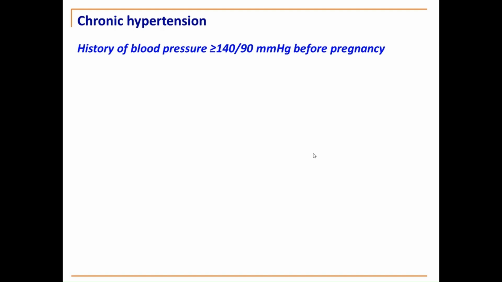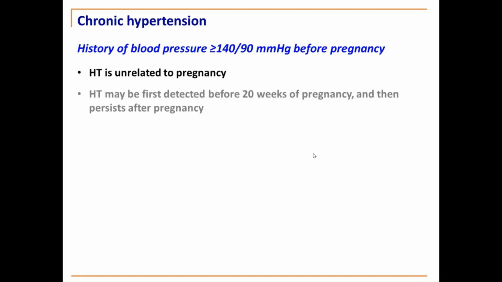In this case, chronic hypertension is considered unrelated to pregnancy, and it's where there's a history of blood pressure greater than 140/90 before pregnancy. Remember, that can be systolic, diastolic, or both. So it can be systolic hypertension or diastolic hypertension. It's therefore unrelated to the pregnancy, but it may be first detected before 20 weeks of pregnancy and then persist after the pregnancy. It's also defined as hypertension detected before 20 weeks of pregnancy where the hypertension does not resolve following birth, hence that second sentence that we just talked about.